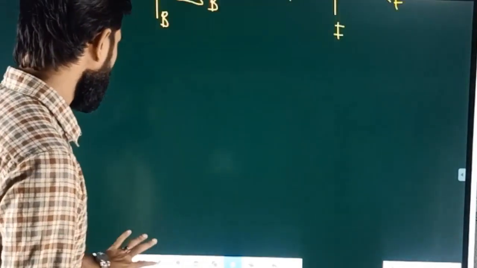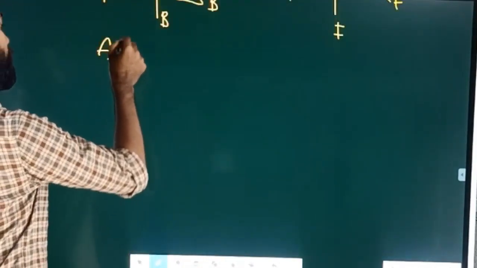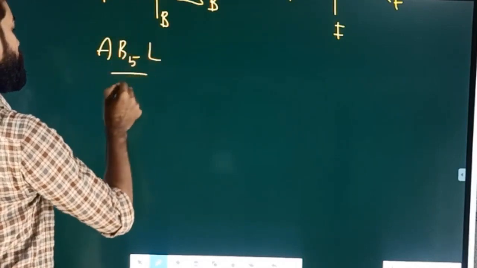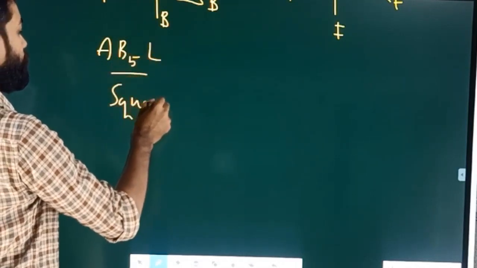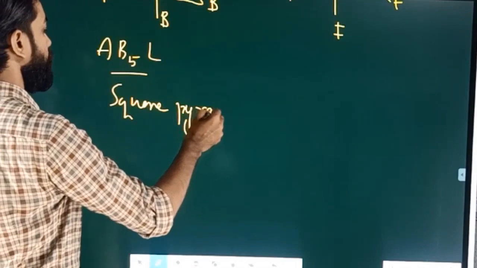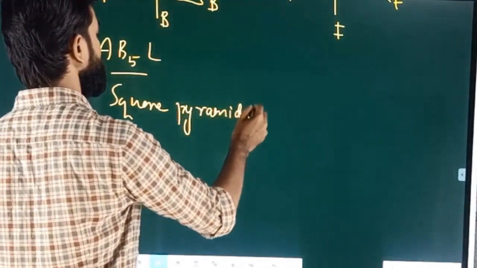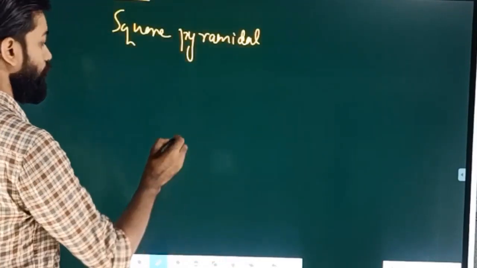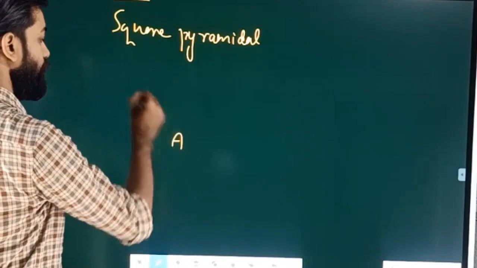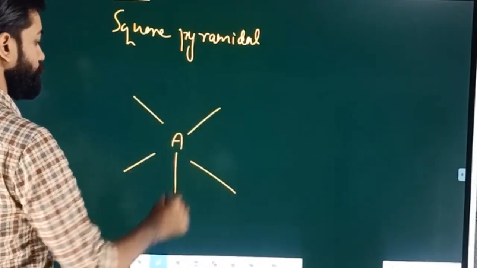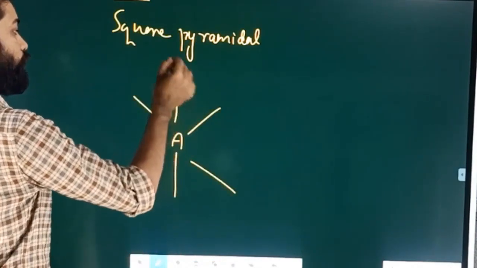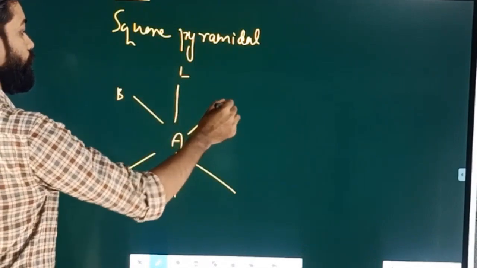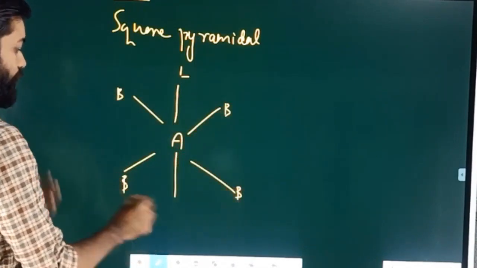Okay, and their relative geometrical variation is AB5L, square pyramidal. Square pyramidal is the shape. Square pyramidal means you know what the octahedral shape is, then you simply introduce a lone pair there. So take the octahedral shape, introduce a lone pair on the top. So all others are bonds.